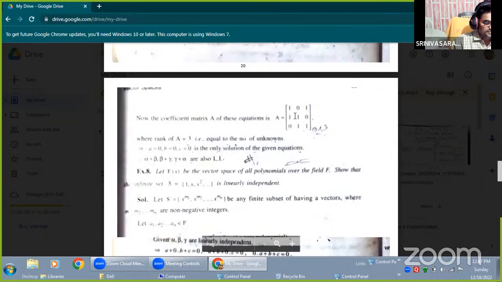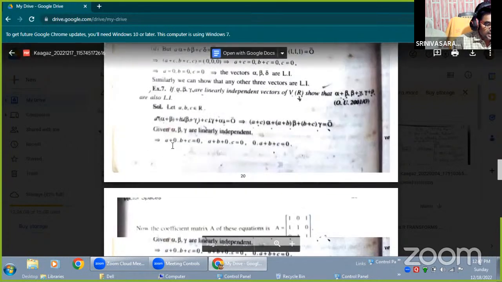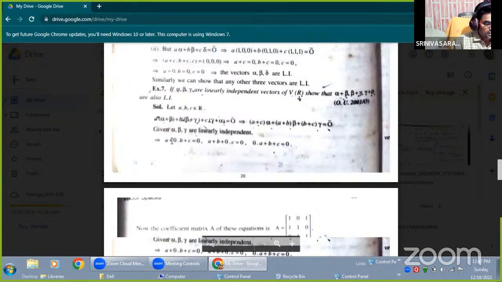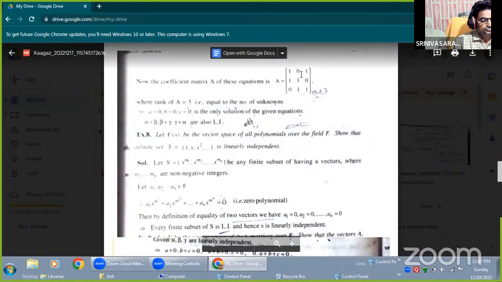You write the matrices of the form. You arrange A. The first row is 1, 1, 0. Second one, 1, 1, 0. Third one, 0, 1, 1. You write the matrix form. Now the order of this matrix is 3 by 3.